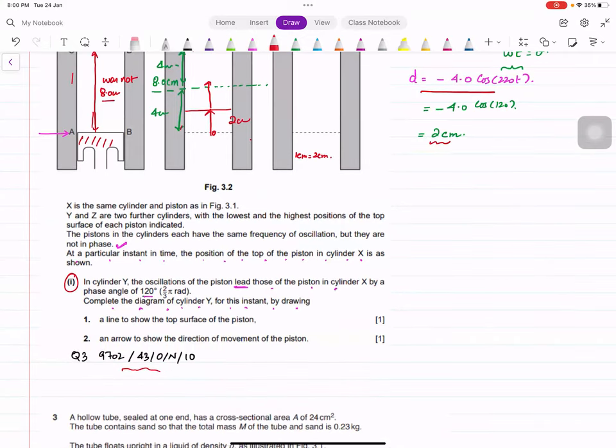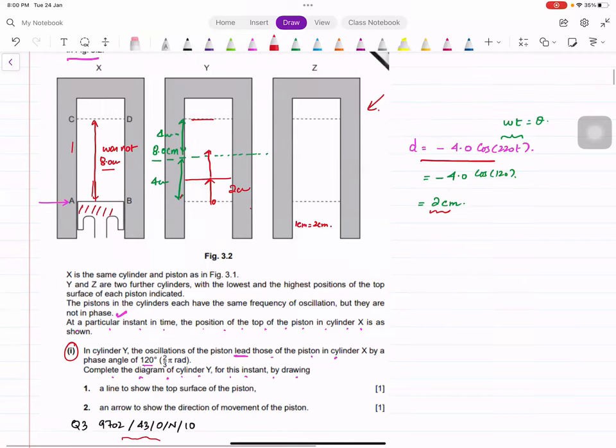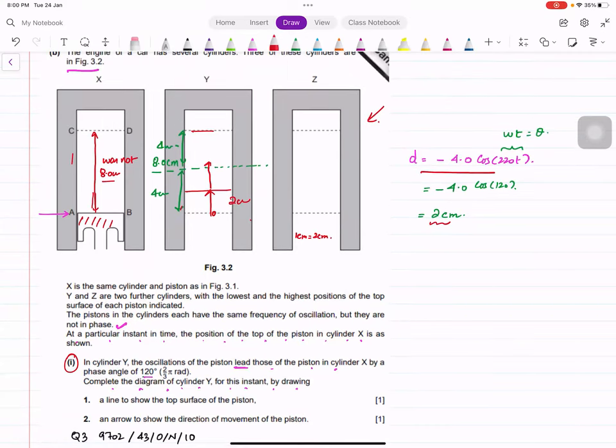Understood? No, sir. I'm just asking generally, like if they continue to ask to draw the position of the piston in cylinder Z, assuming the same question and same method, can we say it's like 4 centimeters? That's how it will go? If it is 120 degrees ahead of Y, yes, that's right. It would be like that.